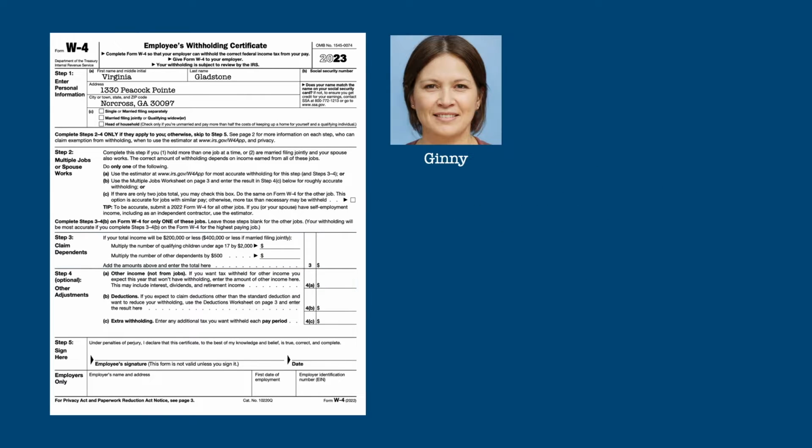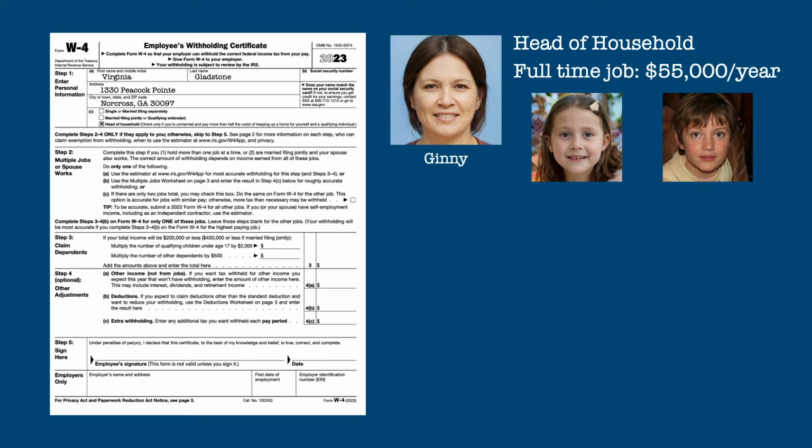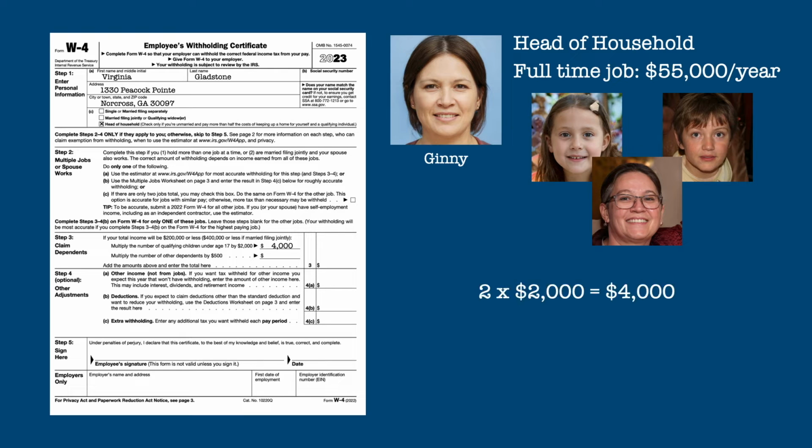For example, Ginny files as head of household and works at one full-time job with a $55,000 annual salary. She has 2 children under the age of 17 and claims her mother, who has no income and whom Ginny supports, as a dependent. She multiplies 2 times $2,000 and adds $500 and enters the result on line 3.